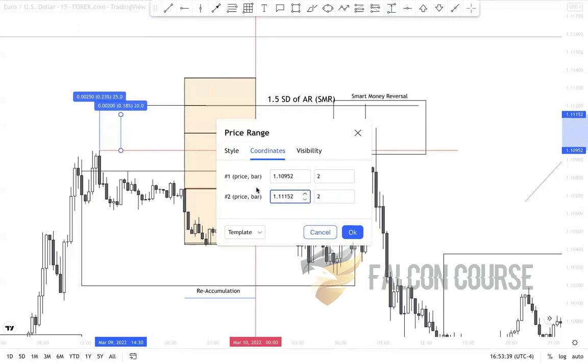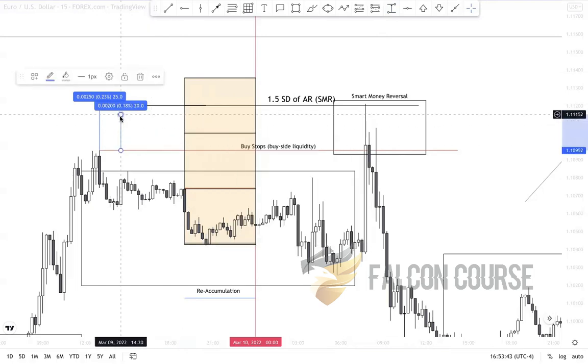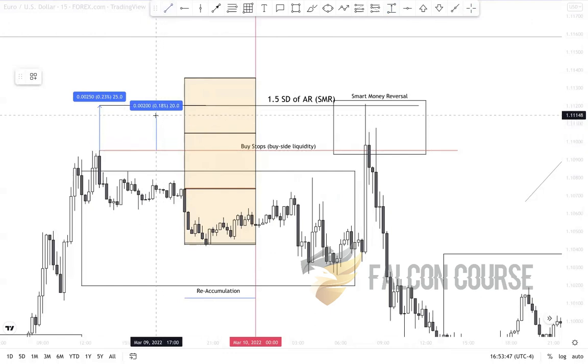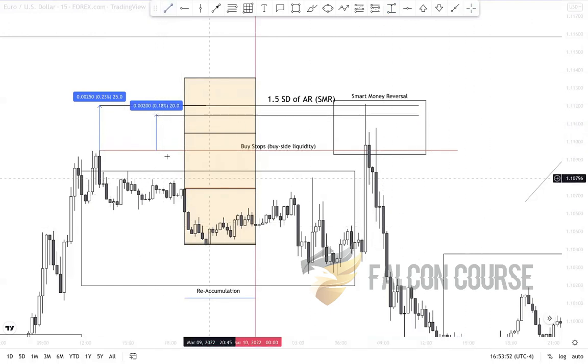So let's see. See the difference in the sweep, right? It's not too much, say 5 pips, but you get the idea. We have a 20 pip sweep here. The market is meeting 1.5 standard deviation of the initial range. See that it's right there.